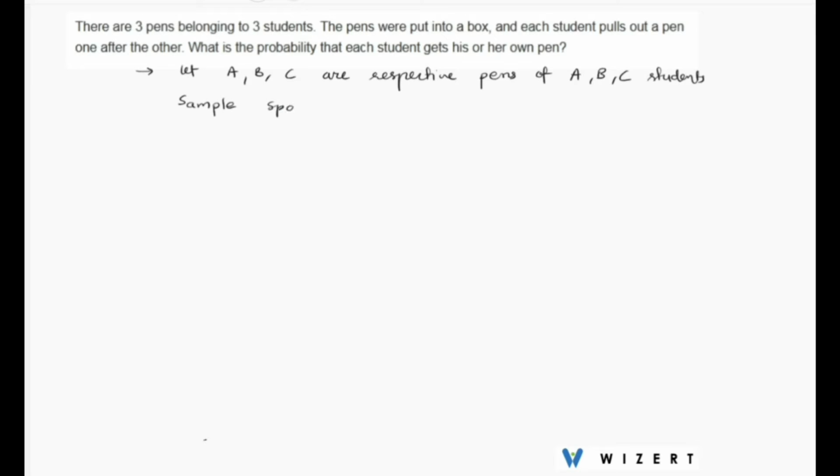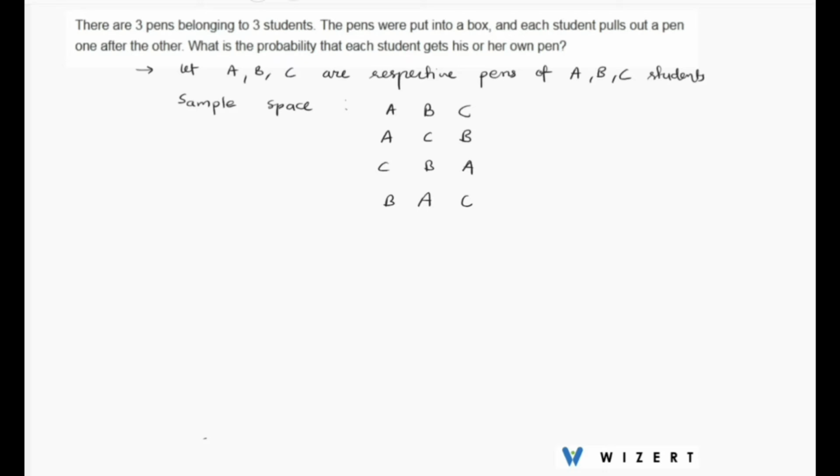Sample space. So there is one outcome that all of them get the correct pen. So A gets A's pen, B gets B's pen, and C gets C's pen. Now the next outcome is that A gets his pen, but these two don't get their own. Next outcome is B gets his pen, but these two don't get their own. Then there is C gets his pen and these two don't get their own.